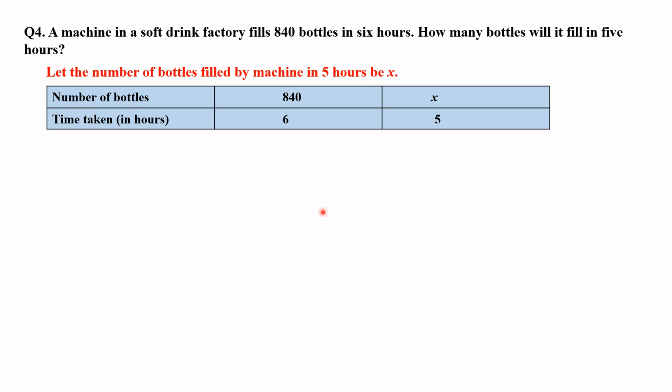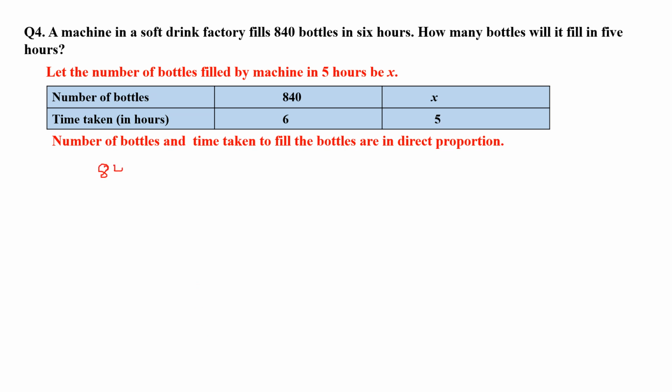So I will assume, let the number of bottles filled by machine in 5 hours be X. As it is a case of direct proportion, because number of bottles and time taken to fill the bottles are in direct proportion, what we can say, the ratio will be constant, means the ratio will be same in each case. So from here I can write 840 by 6 will be equal to x by 5. Now do the cross multiplication.